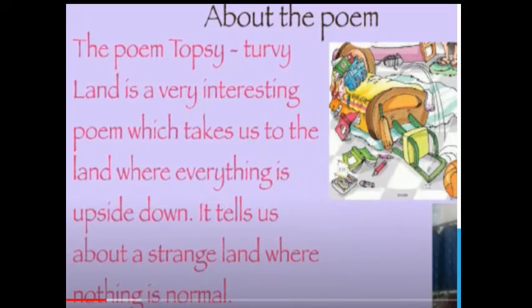Before starting the poem, I'll give you a small explanation about it. The poem Topsy Turvy Land is a very interesting poem which takes us to a land where everything is upside down. It tells us about a strange land where nothing is normal. Even in the textbook picture, can you see that everything is shuffled and messy, and nothing is placed in proper order? The poem is based on things which are not kept properly, all upside down. So we'll start with the poem, children.